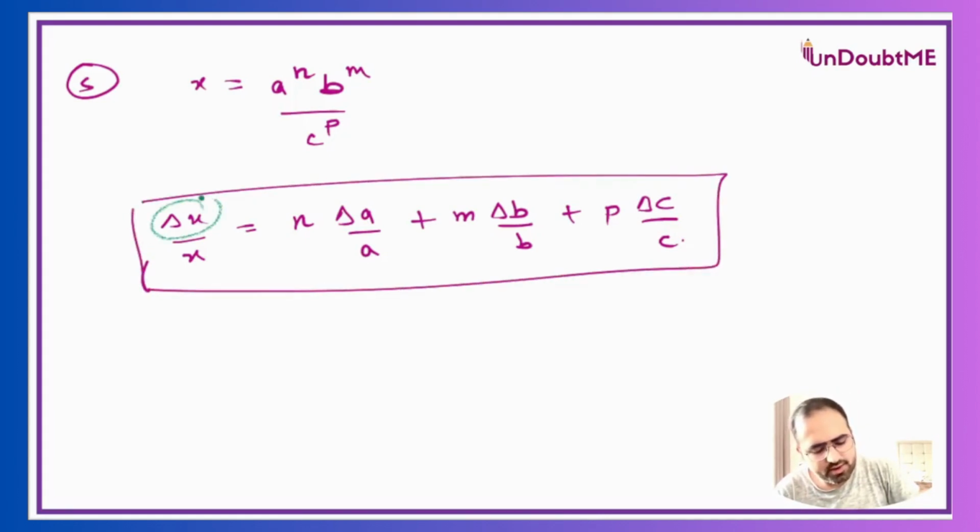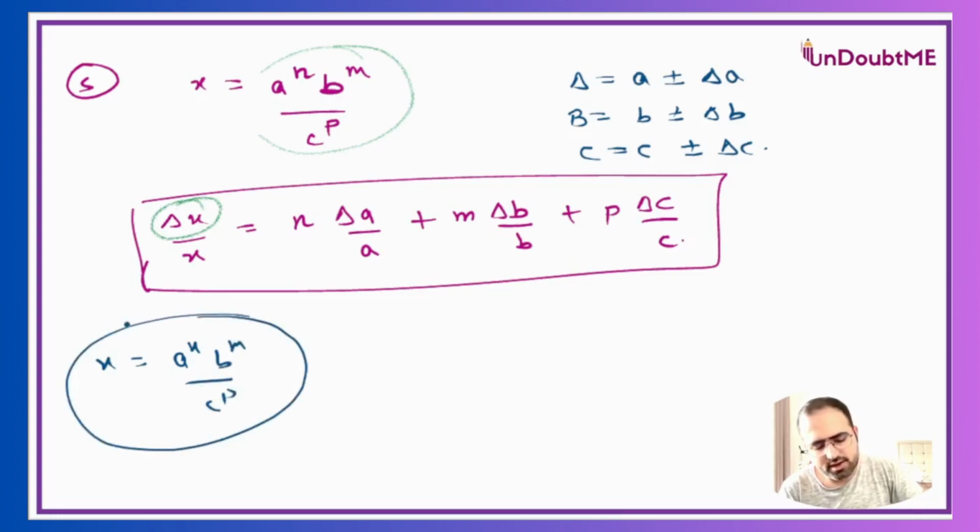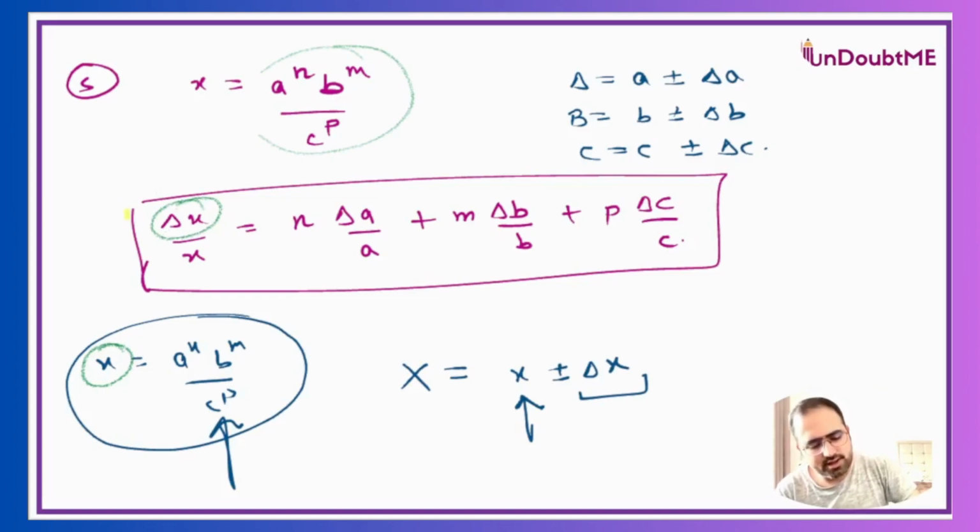Once I get delta x from here, the value of x will be literally obtained from this only. By the way, what are these a, b, c? These a, b, c can be treated as individual quantities. You can consider them like this: a plus minus delta a, b will be b plus minus delta b, and c will be c plus minus delta c. So when you have to find the value of x, you will just do a to the power n, b to the power m over c to the power p. Why do we have to find this x? Because the final value is written as x plus minus delta x. So this x value will be obtained directly like this, and the delta x value will be obtained using this expression.